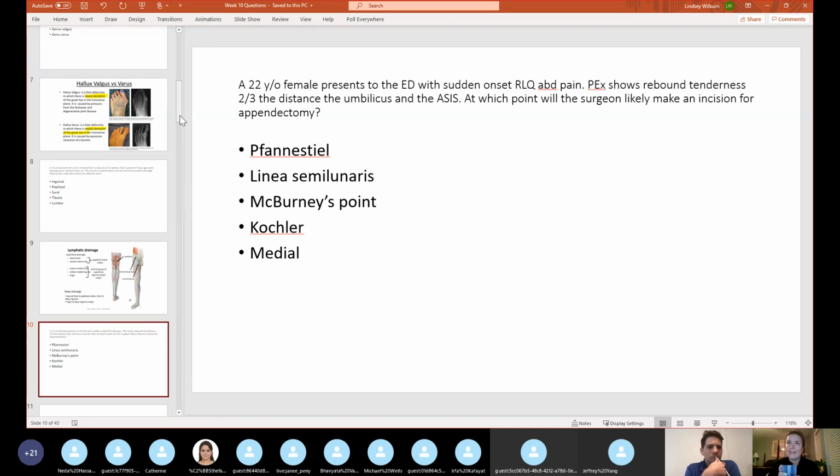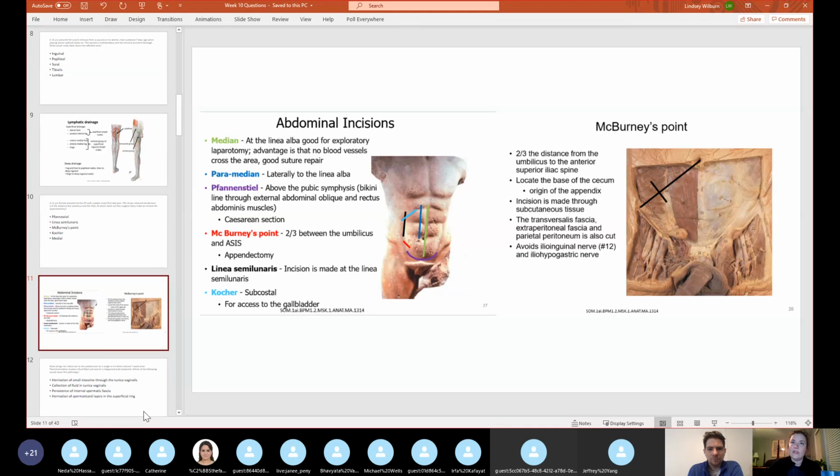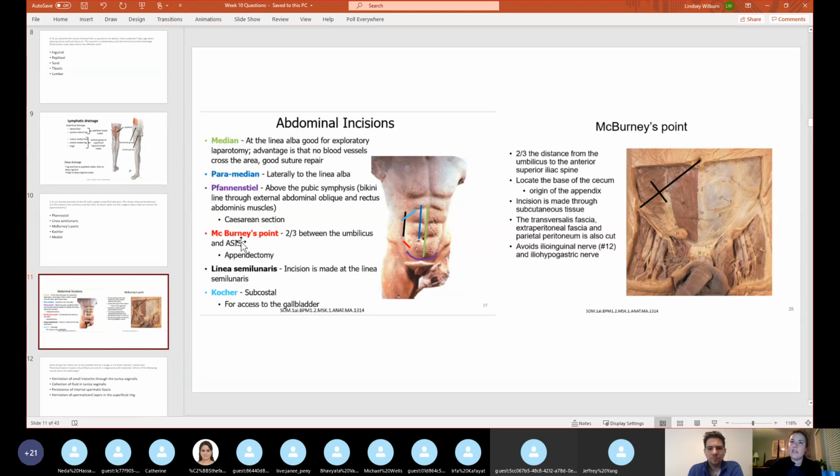Yeah, McBurney's point. It's two-thirds of the distance from the umbilicus to the ASIS. That's a big thing. If they talk about appendicitis, that's huge. So make sure you do know these. McBurney's point is, I think, the most high yield one, but they can pull any of these. I remember them asking about the linea semilunaris on our exam, so spend a couple minutes on this. Don't only know McBurney's. They could ask McBurney's and they could ask another one.